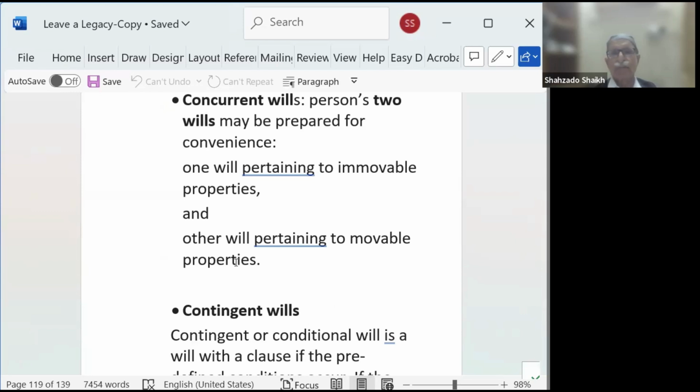So these two can be combined, and usually we say will and testament, but in many jurisdictions, many people prefer to make two wills, one separately for the property and the other separately for the money, for the cash, for the bank account. So these two made together are also called concurrent wills. Otherwise, they can be called will and testament.